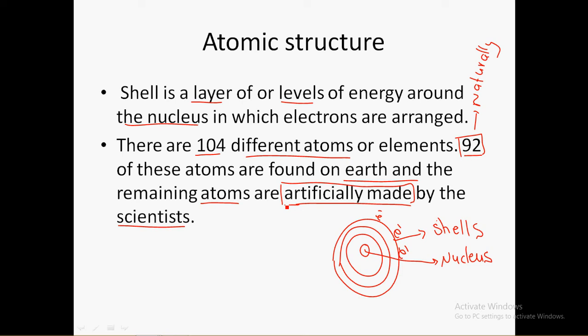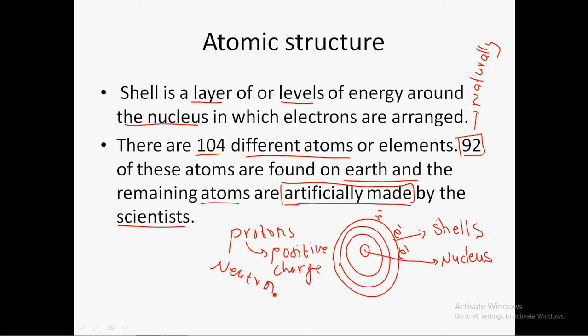But the key point is that the elements contain protons. The most important thing is to know that protons are positively charged. And neutrons have zero charge.